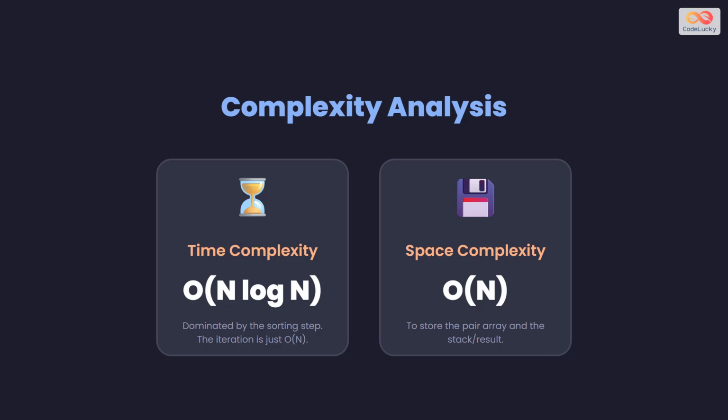The time complexity is O of n log n, and this is entirely due to the sorting step at the beginning. The actual pass through the list is linear. The space complexity is O of n, as we need to store the pairs and the stack used for the calculation.